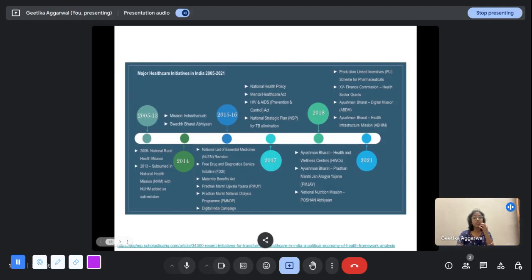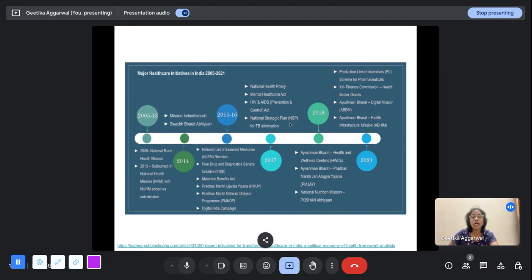And okay, let's take a look at some major healthcare initiatives that India has made from the year 2005 to the year 2021. From 2005, India started the National Rural Health Mission, which was later subsumed into the National Health Mission itself. Then in 2014, Swachh Bharat Abhiyan was released and Mission Indradhanush was also released. Then in 2015 to 16, the National List of Essential Medicines was revised. Then the Free Drug and Diagnostic Service was started. The Maternity Benefits Act was given. Pradhan Mantri Ujjwala Yojana, the National Dialysis Program for people who have kidney problems, and the Digital India campaign, all of these things came into play.